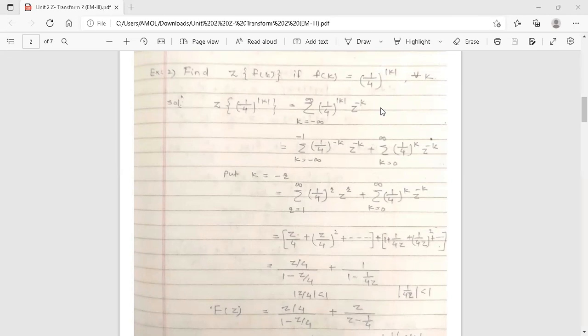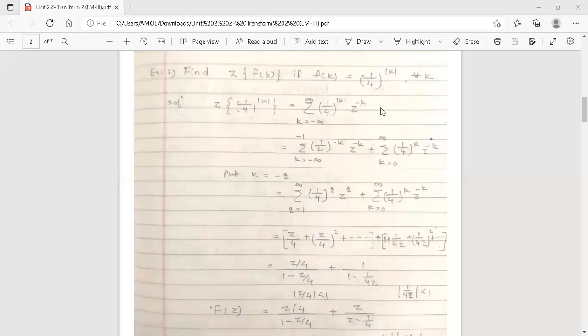This is the example. Find the Z transform of f of k if f of k is equal to 1 by 4 to the power mod k for all k. Now the Z transform of 1 by 4 to the power mod k is equal to, use the definition of Z transform. Z transform definition is summation f of k into z raised to minus k, k varies from minus infinity to infinity.